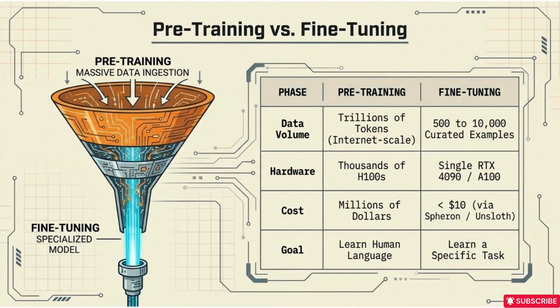Most of the time, it improves behavior, format, style, and task performance. Pre-training and fine-tuning are different stages. Pre-training is where a model learns general language patterns from huge amounts of data. This is extremely expensive and requires massive GPU infrastructure. Fine-tuning happens after that. Here, we take an already trained model and adapt it using a smaller, focused dataset. So, pre-training teaches the model general language, while fine-tuning teaches the model how to solve a specific task. For most companies and developers, fine-tuning is the practical approach.